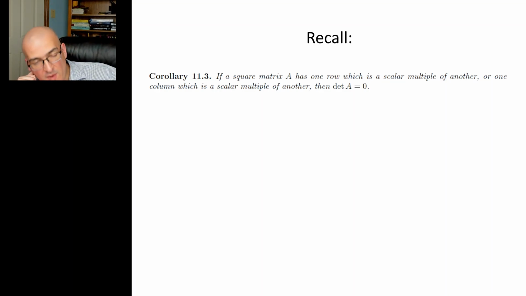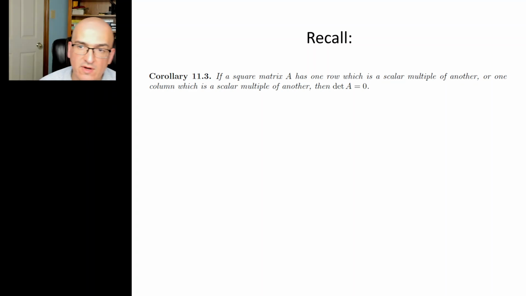So remember that property we had as one of our early shortcuts for taking determinants, where one of the rows in the matrix is a scalar multiple of another row in the matrix. So let's say row 1 is 3 times row 4, or the same thing for a column, if column 5 is 8 times column 2. If you ever see something like that in a matrix, it's a guarantee that the determinant is going to be 0.